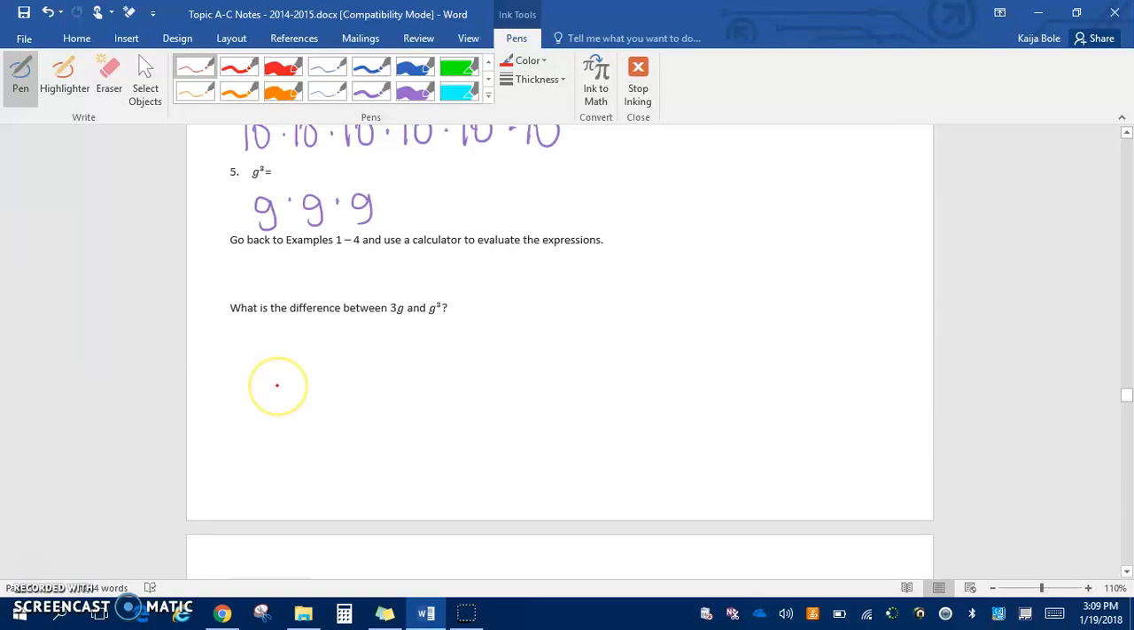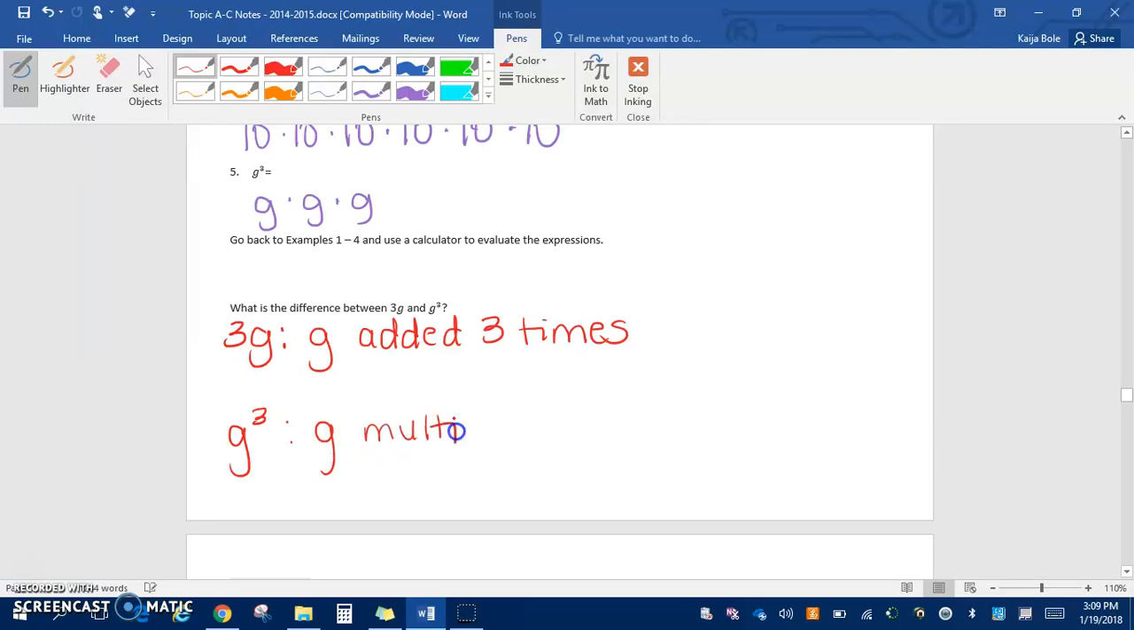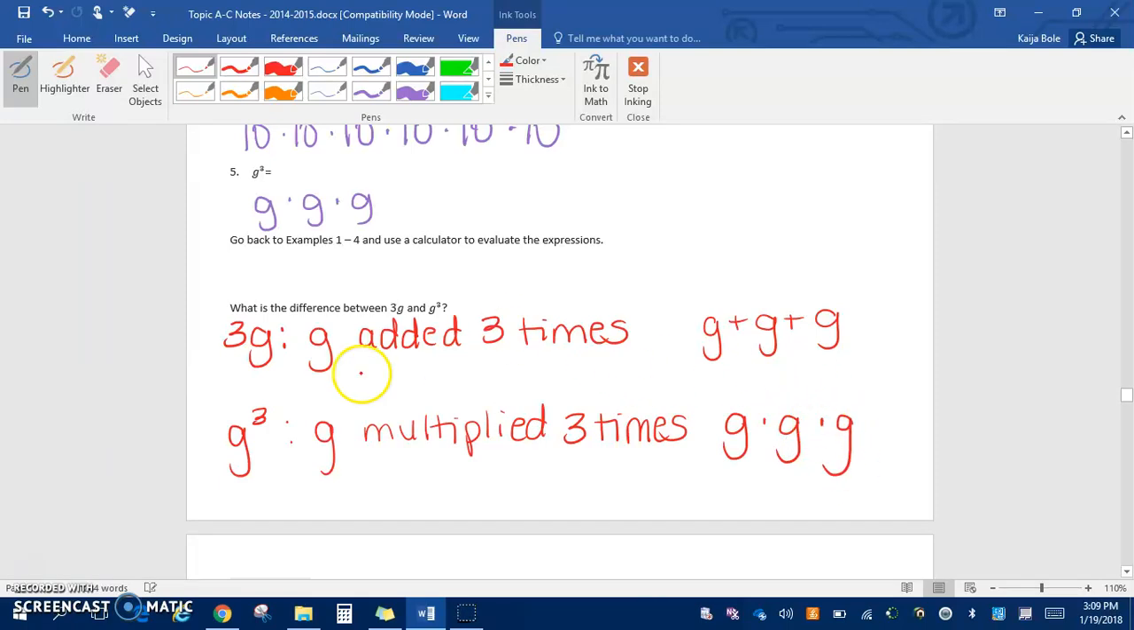It asks, what is the difference between 3g and g to the 3rd? So 3g, if we remember from the first part of the video, this is g added 3 times. G to the 3rd, on the other hand, is g multiplied 3 times. So up top, this would be g plus g plus g, and on the bottom, this would be g times g times g.